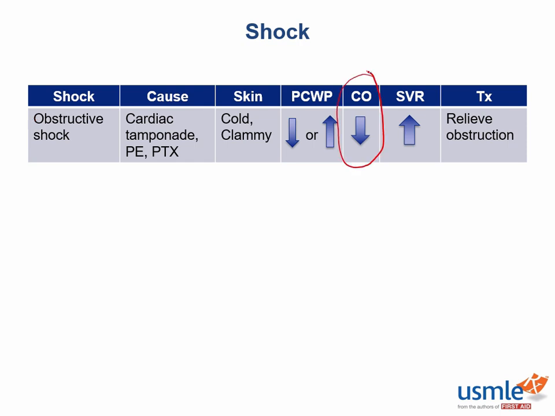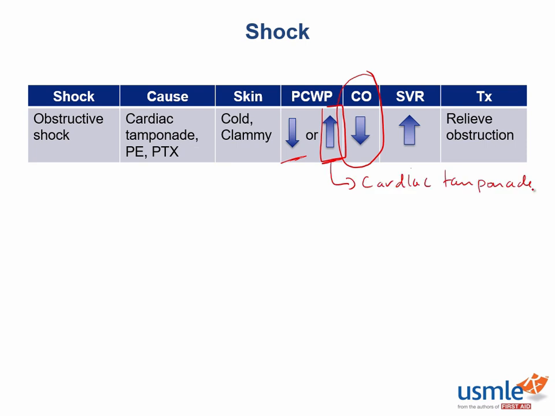Now this obstruction can cause an increase or a decrease in your central venous pressure, or your pulmonary capillary wedge pressure. Now, if the obstruction causes blood to back up from the left heart to the right heart, this is going to increase our central venous pressure. But if the obstruction prevents blood from returning to the right side of the heart, this will decrease pulmonary capillary wedge pressure. Now, can you think of an example that would result in a high preload or a high central venous pressure?